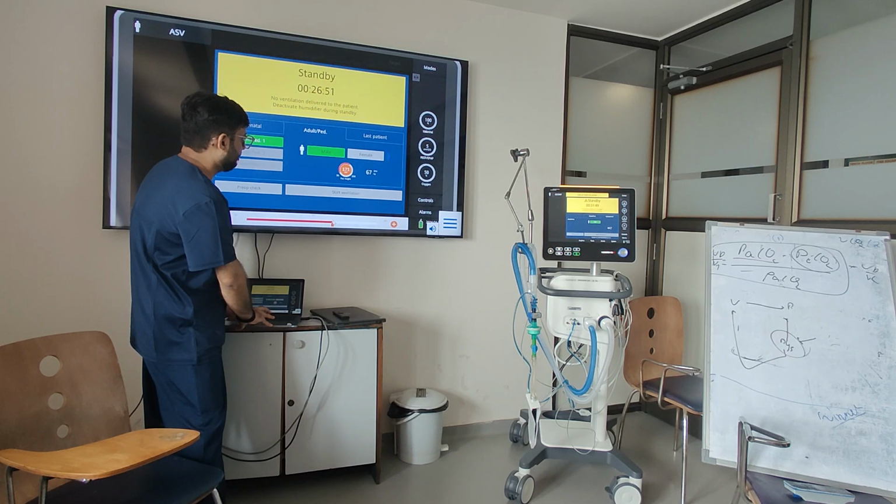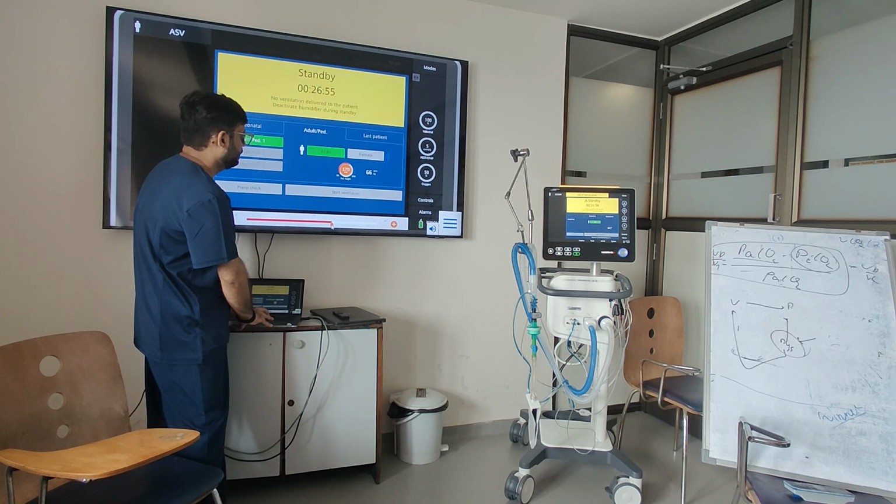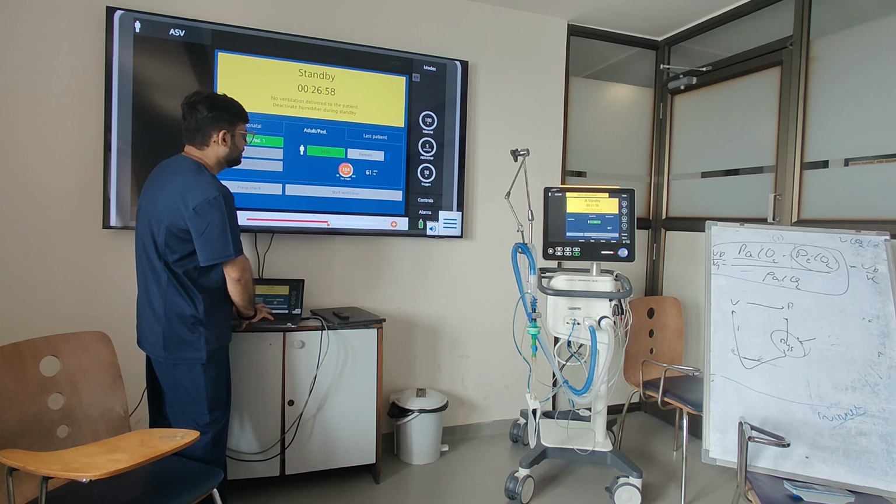See, let us see 5 feet. For 5 feet it should be 50 kgs. 5 feet is how many centimeters? I think 160. Huh? 150. 152. For 152 it should show 50 kilos.